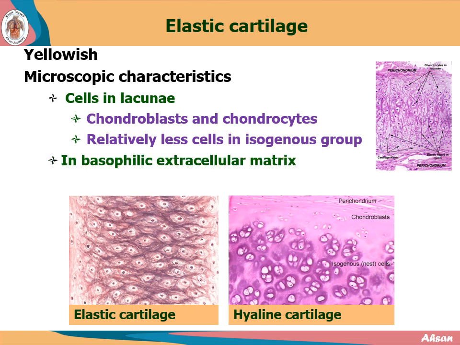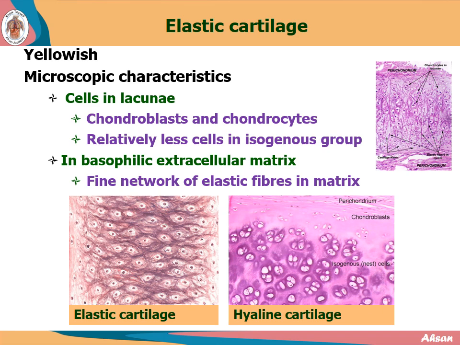The main difference is the extracellular matrix, which is basophilic in character like hyaline cartilage, but is darkly stained and contains a fine network of elastic fibers that is visible under the light microscope. This fine network of elastic fibers differentiates the extracellular matrix from that of hyaline cartilage.